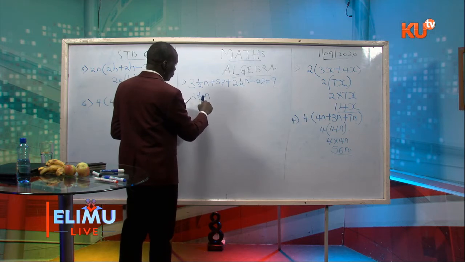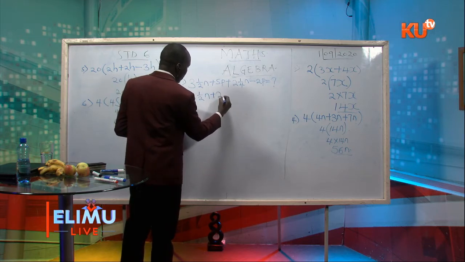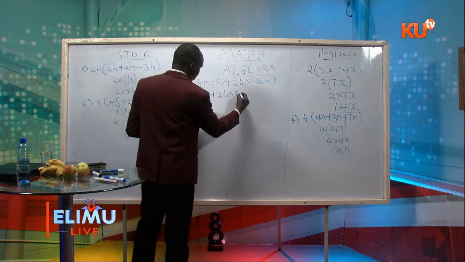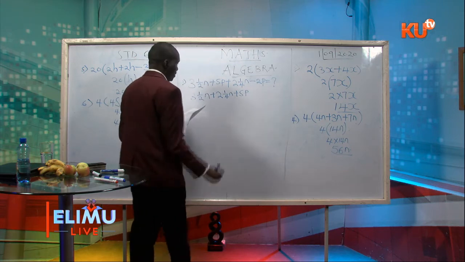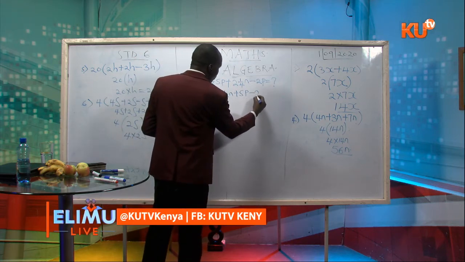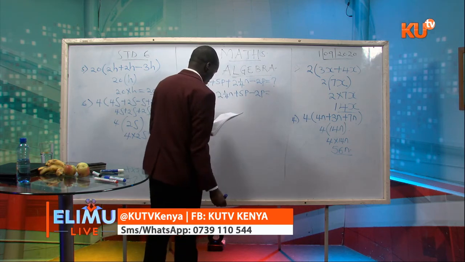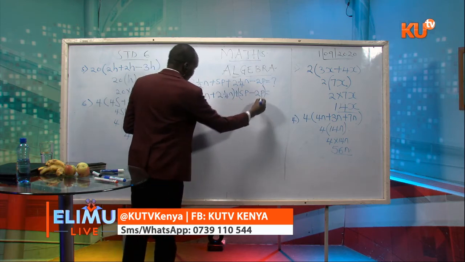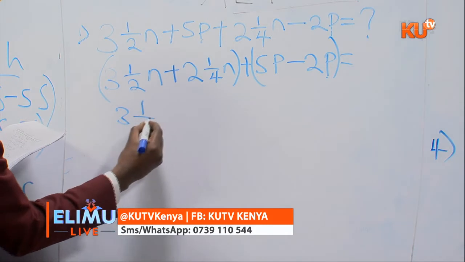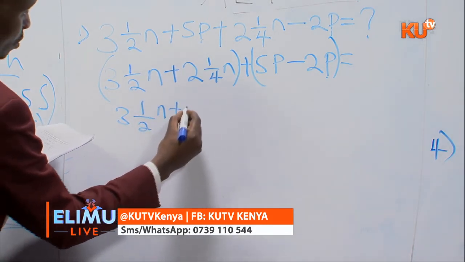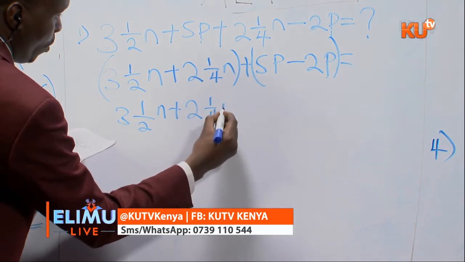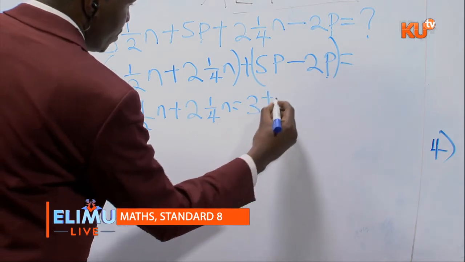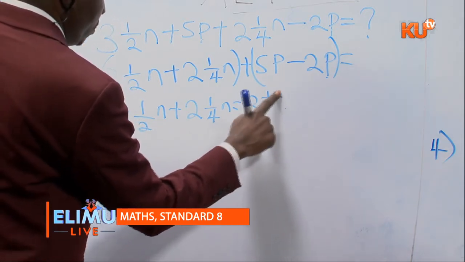So we have 3 1/2n plus 2 whole number 1/4n, plus 5p, take away 2p. We work out this part first and this part. So we have 3 whole number 1 over 2n plus 2 whole number 1 over 4n. We add the whole numbers, that is 3 plus 2.